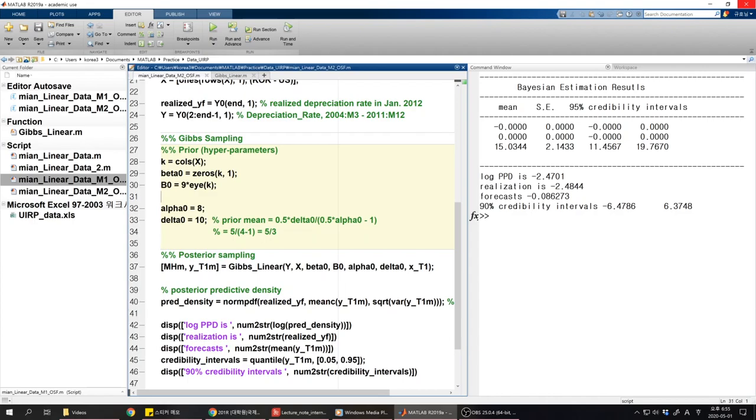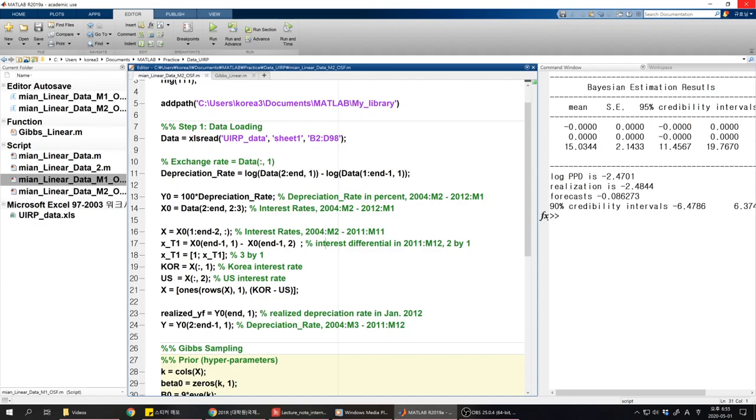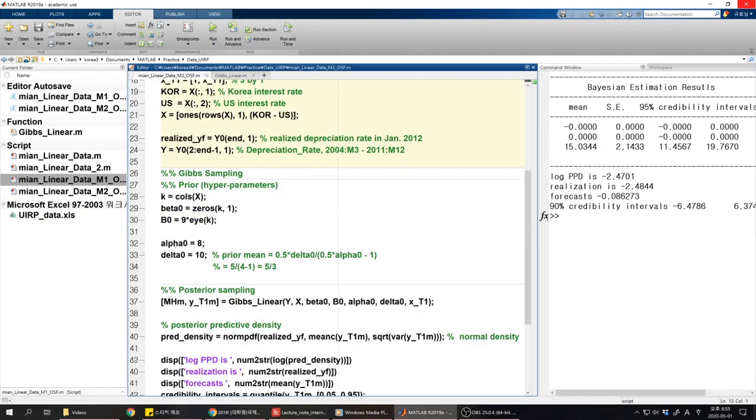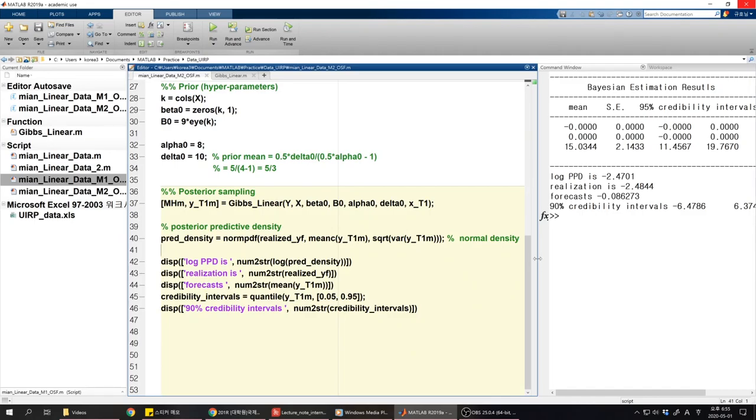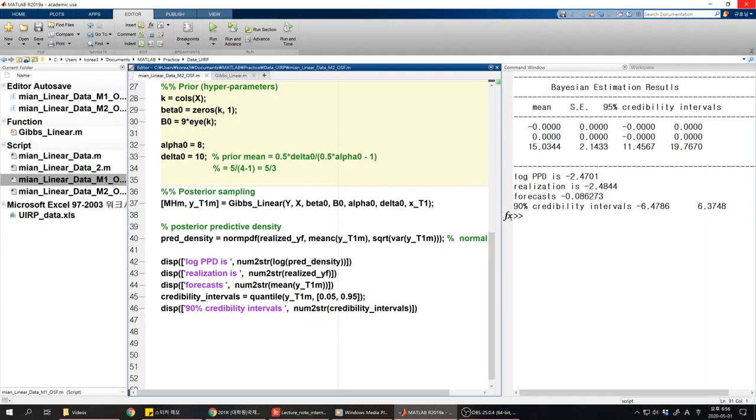At this particular time point, in the case of forecasting January 2012, model one and model two are very similar. They are almost identical. But in this case, the model with no regressors seems to be preferred to model one and two. Okay, and please try this code. Okay, let me move this further.